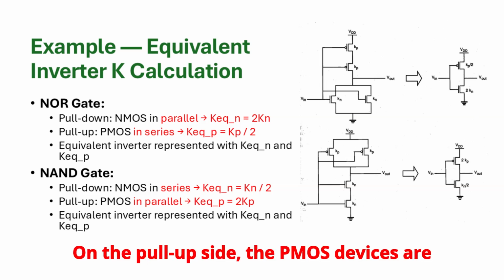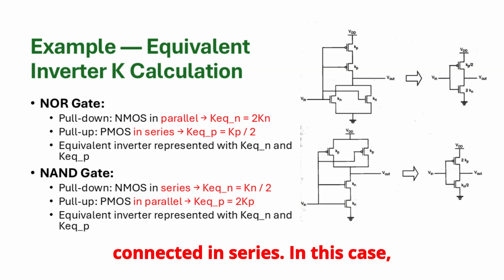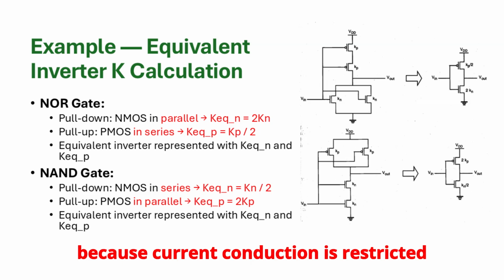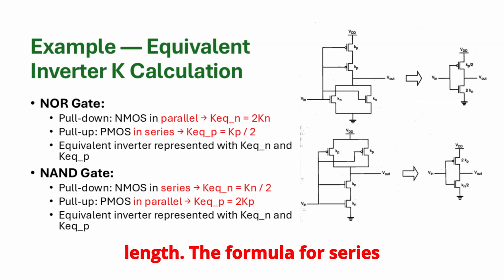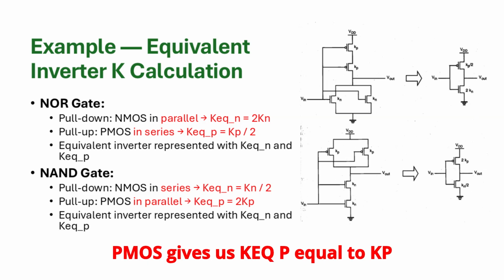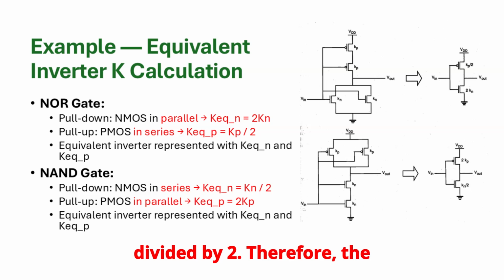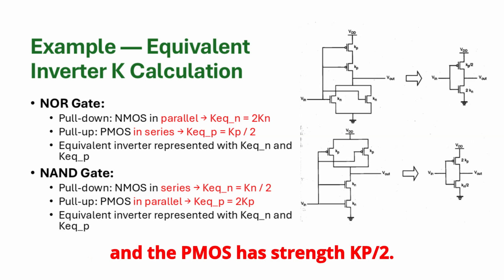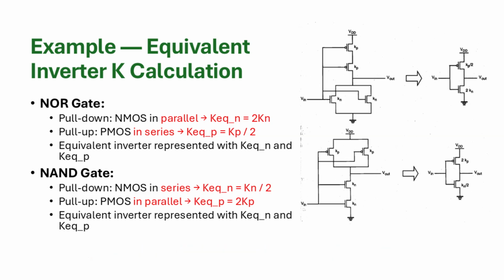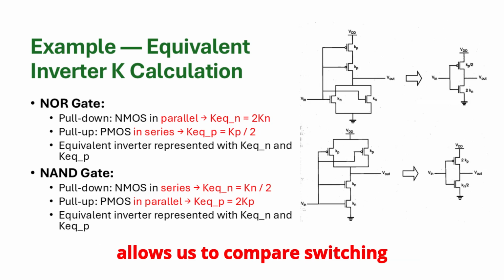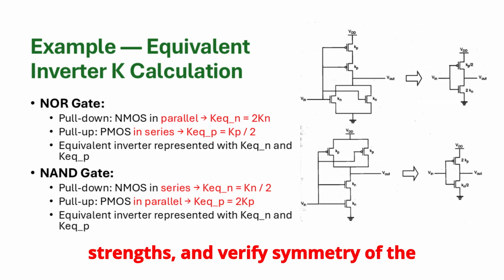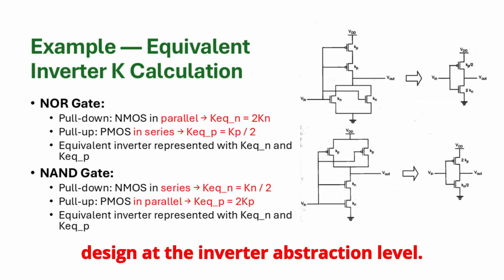On the pull-up side, the PMOS devices are connected in series. In this case, the equivalent strength factor is reduced because current conduction is restricted through a longer effective channel length. The formula for series PMOS gives us Keq_P equal to Kp divided by 2. Therefore, the NOR gate can be modeled as an equivalent inverter where the NMOS has strength 2Kn and the PMOS has strength Kp/2. This mapping is extremely useful as it allows us to compare switching thresholds, balance pull-up and pull-down strengths, and verify symmetry of the design at the inverter abstraction level.